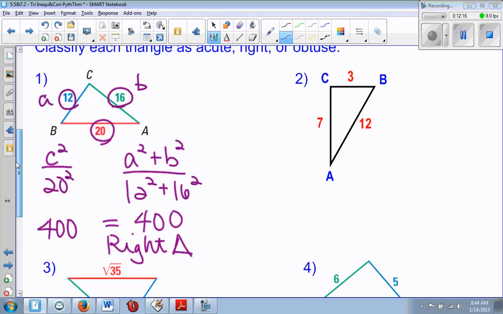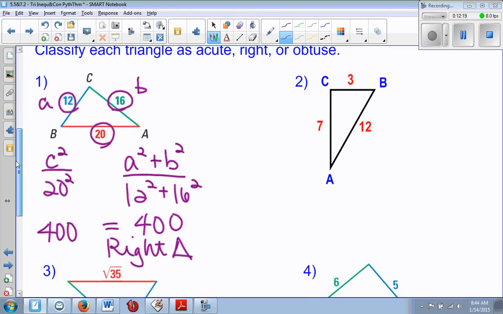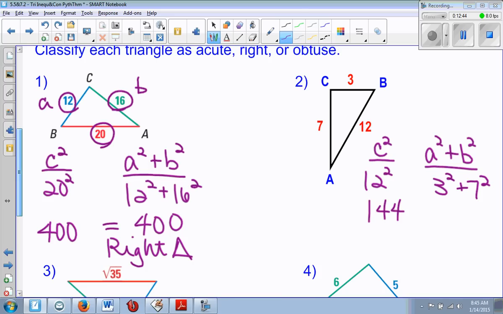The next problem is not going to be a right triangle, so let's figure out what kind it is. First thing, c squared by itself, a squared plus b squared together. Of the lengths, c is always the longest one, so 12 squared. A and b are always the two smallest, so 3 squared and 7 squared. When you do 12 squared, we get 144. 3 squared is 9, 7 squared is 49. So putting those together, we get a total of 58.